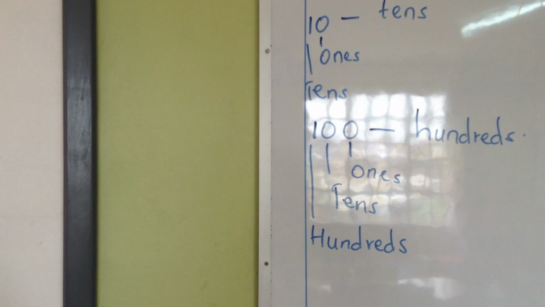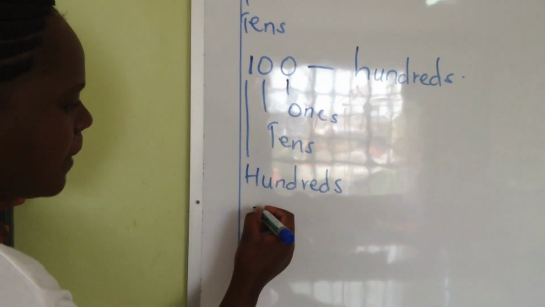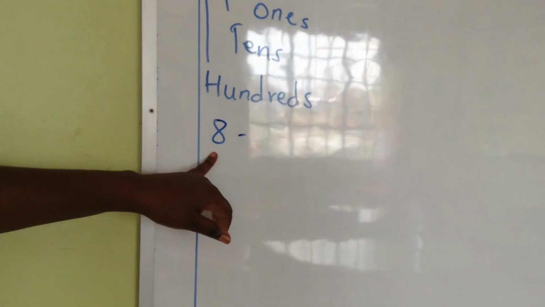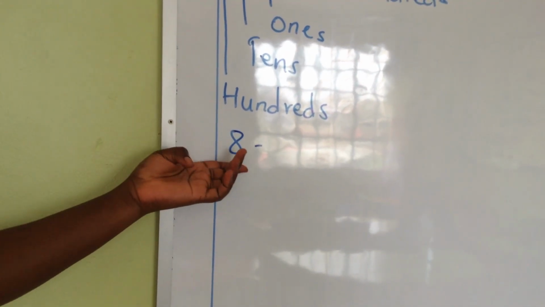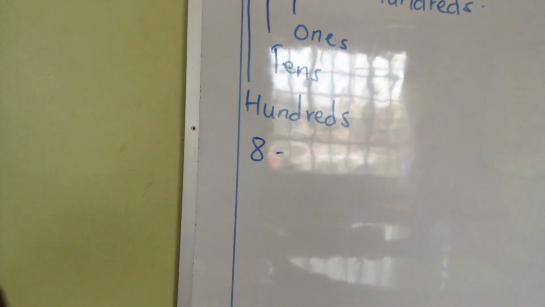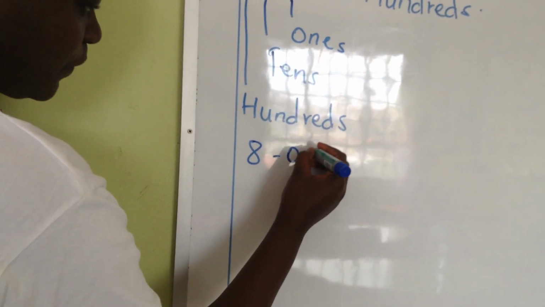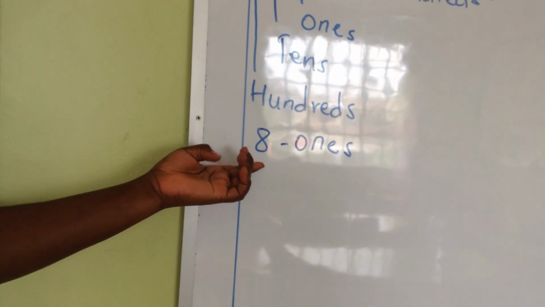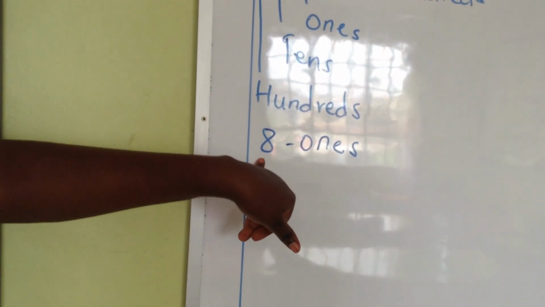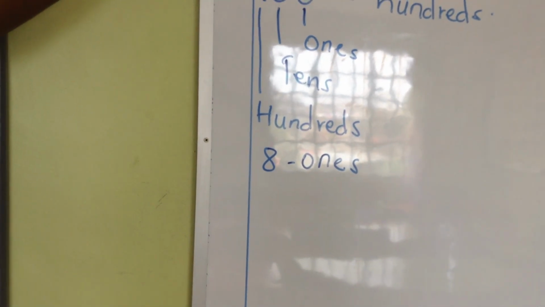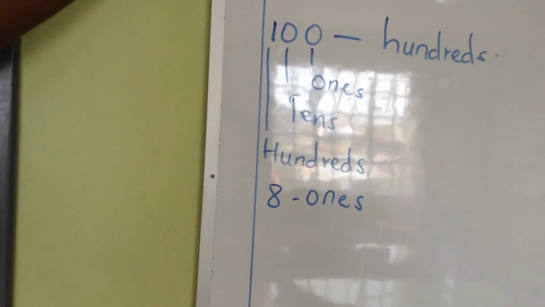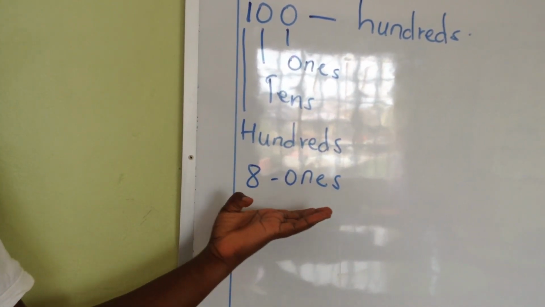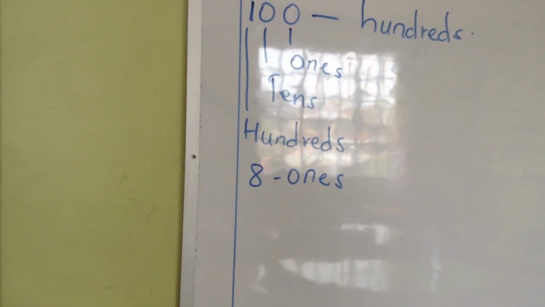Let's look at examples of numbers here. For example, I have number 8. The place value of number 8, because number 8 is only having 1 value, it will fall under the ones place value. So 8 will represent ones because it only has the ones place value, or it only has the 1 value. That's why we are saying that number 8 is ones. It falls under the ones value.